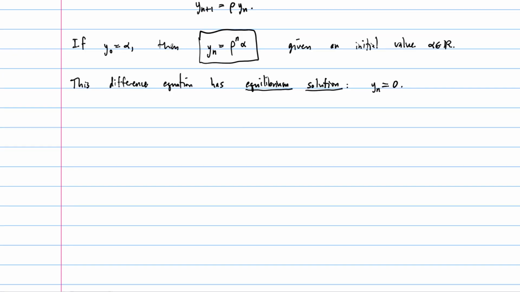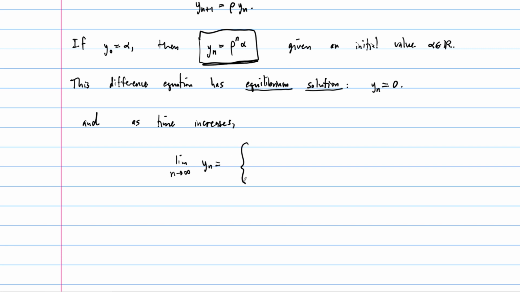And we can also think about what happens to this solution, this one right here, as time goes on. And as time increases, time here is denoted by n. It's discrete values of time, but we can still think of it as time. Then we get the limit as n approaches infinity of y sub n. There are 3 cases.